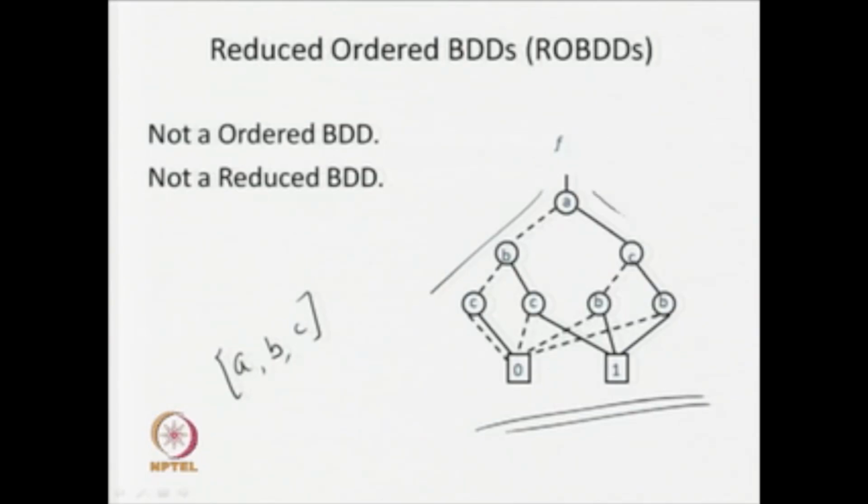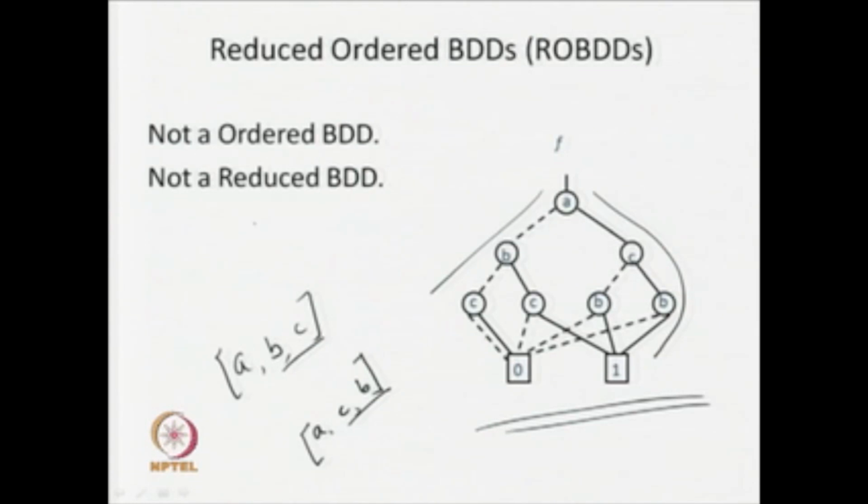But if I follow this other evaluation path, then I am going to get the ordering as A, C, B. Okay. You can say that A is appearing before B and C, that is all right, but in this particular path B is appearing before C, and in this particular path C is appearing before B. That means, it is not following any particular ordering of the variables. So, that is why it is not an ordered BDD.